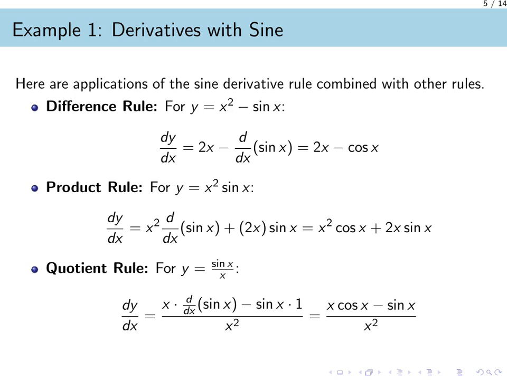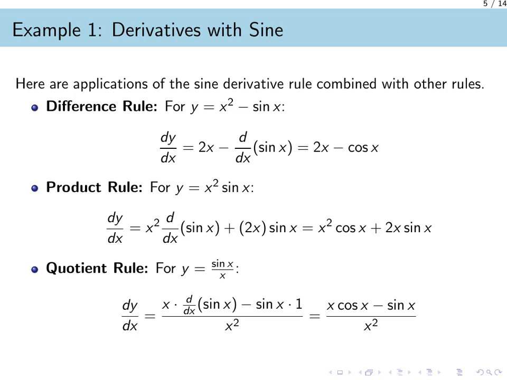Now that we know the derivative of sine is cosine, we can see how it works with the standard differentiation rules we have already learned. This is important because it lets us handle much more complex functions. Let us take the product rule as our main example, with the function y equals x squared times sine x.